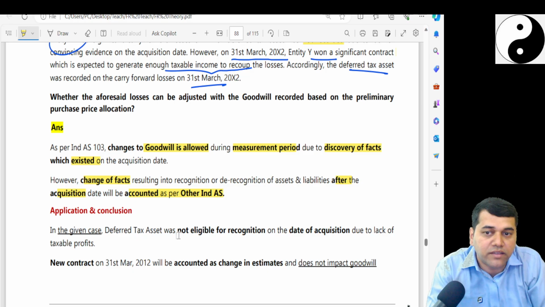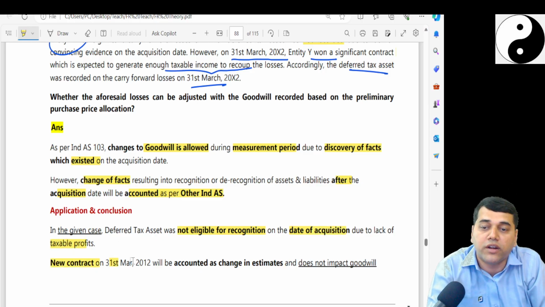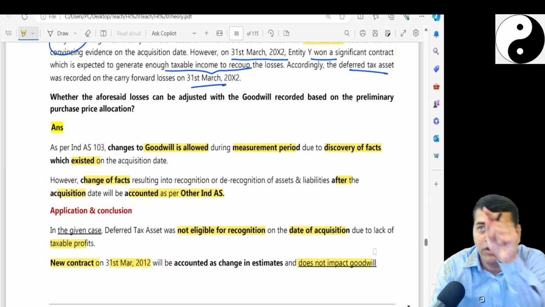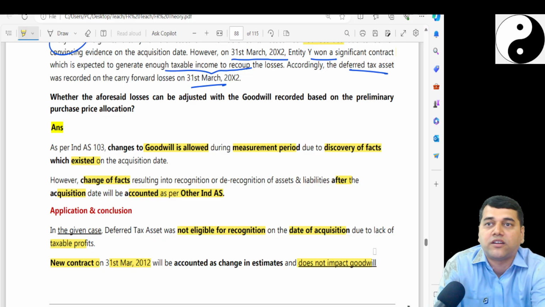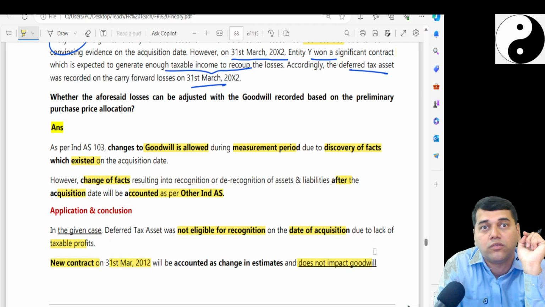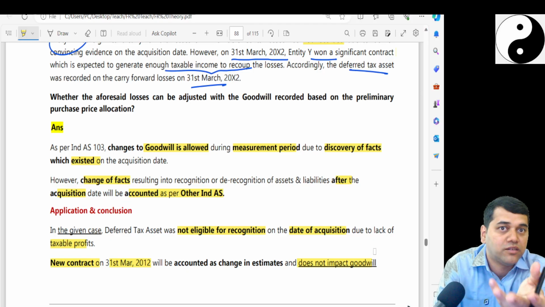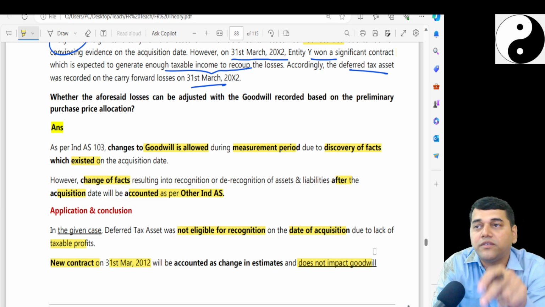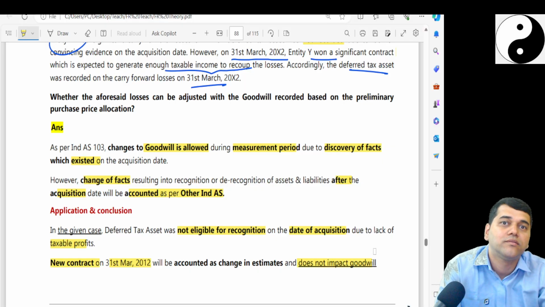So in the given case, you are not eligible for recognition on the acquisition date because there was no taxable profit and the new contract came later only. So it is not going to impact the goodwill. You will pass the entry, deferred tax asset account debit, you will recognize it because you got the contract now. But the credit you will not take to the goodwill, you will take to the P&L account. Why? Not because the measurement period has finished. Measurement period is there, but this condition was not there on that day. Are you clear?